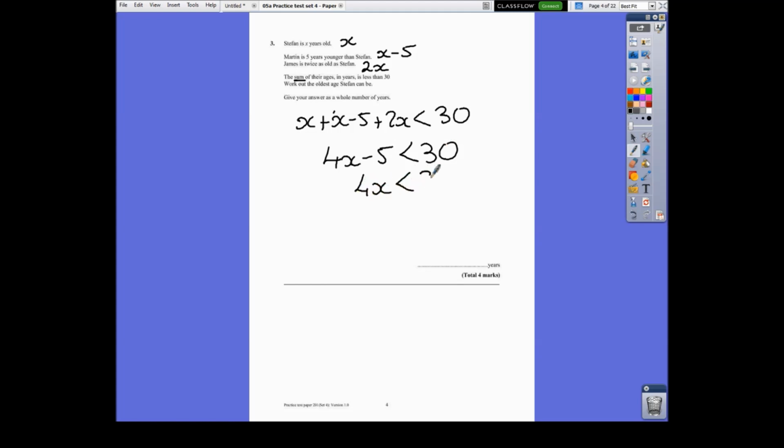So we get 4x is less than 35. And then to work out x, we need to divide by 4. So 35 divided by 4 is 8.75. So x is less than 8.75. Now, it asks for his age in a whole number of years. So he would be 8 years old.